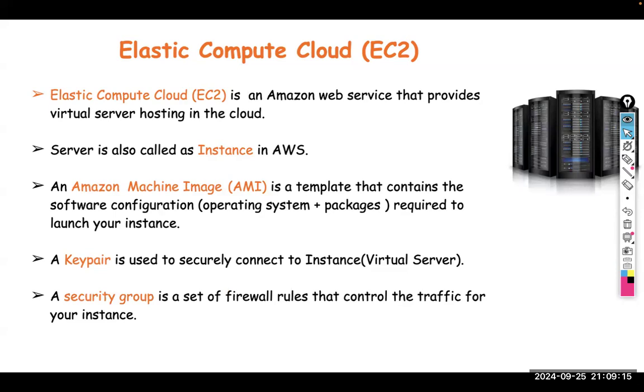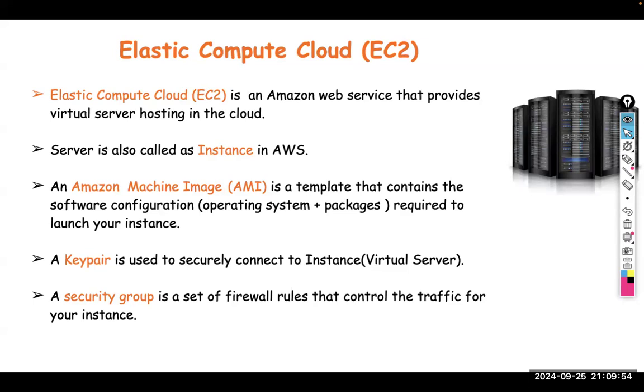Security group. A security group is a set of firewall rules that control the traffic for your instance. In simple terms, it is like how a watchman protects a building, how a watchman protects an apartment. Similarly, a security group acts as a firewall for your server. That can be any server, Linux server, Windows server, anything. Inside this security group, we define the rules. Whatever rules we define, the security group will act accordingly.